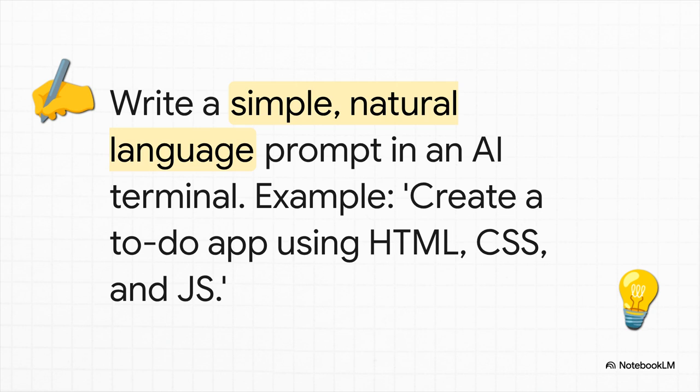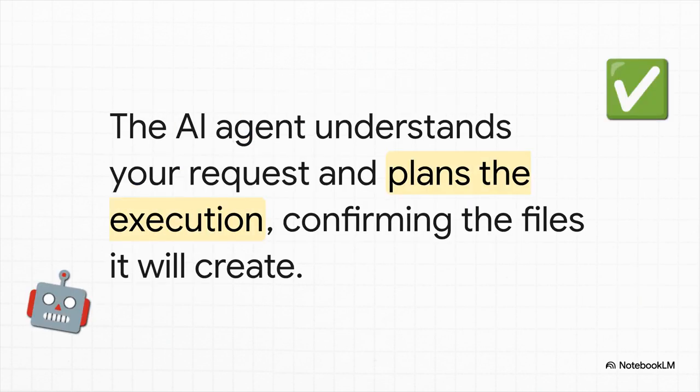You type something like, create a to-do app using HTML, CSS, and JS, and the AI is smart enough to realize, hey, that's not a command, that's a project. And what happens next is awesome. The agent immediately gets what you're asking for and comes back with a plan. It says, understood. I'm going to generate these files for you. It tells you exactly what it's about to do. It doesn't just run off blindly. It asks for your okay first, so you're always in the driver's seat.